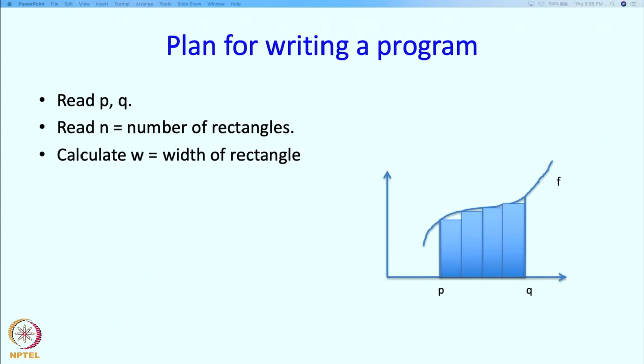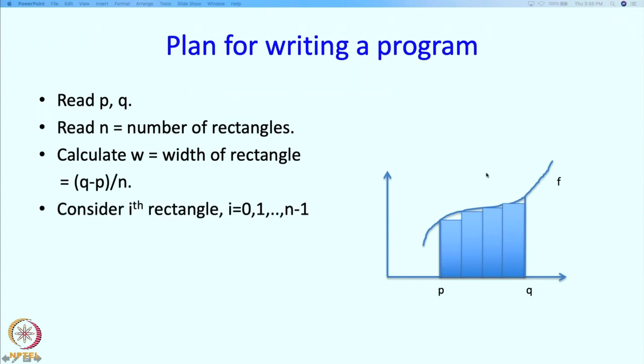Then we calculate the width, and for simplicity we are going to assume that all rectangles have the same width. So our width is going to be q minus p, the distance from p to q, divided by n. Now we want to know the areas. Let us consider the ith of these rectangles. It is convenient to call this the 0th rectangle, then this is the first rectangle, this is the second rectangle, and so on.